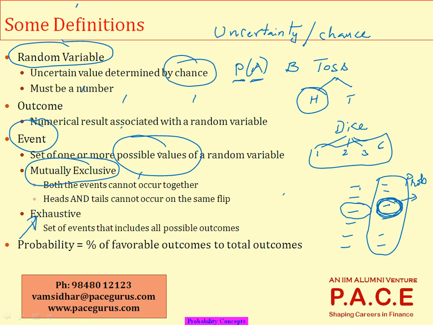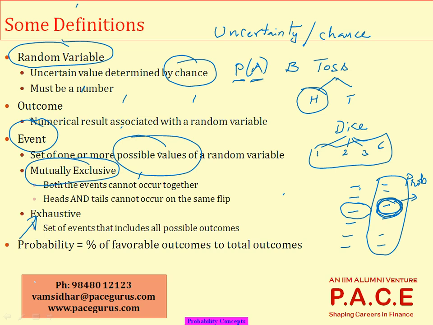Let's say event A is getting an odd number on a throw of a dice, and event B is getting an even number. When I take events A and B together, all the possible outcomes are covered, because event A covers the values 1, 3, 5 and event B covers the values 2, 4 and 6. Such a combination of events is described as exhaustive events.